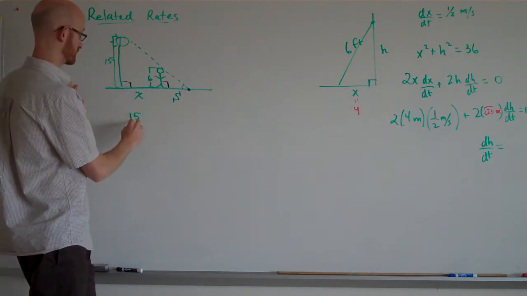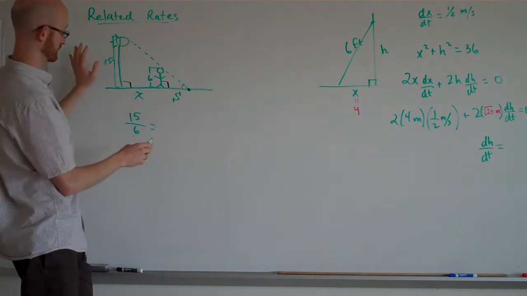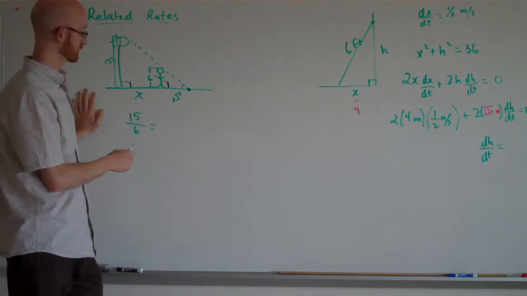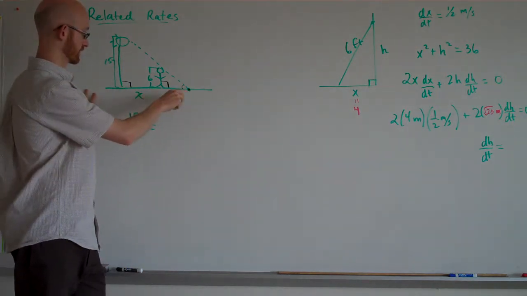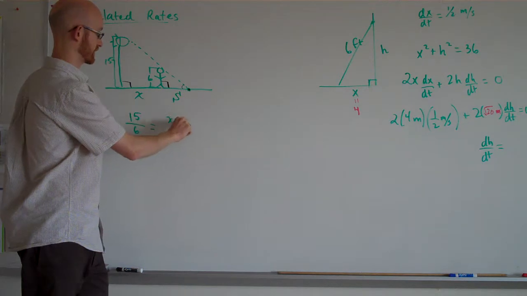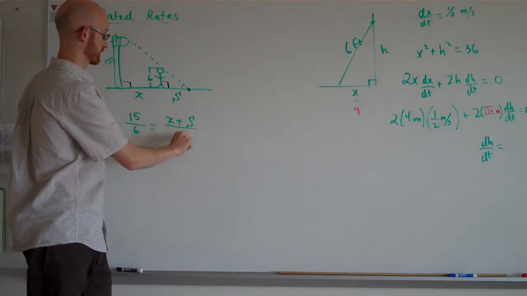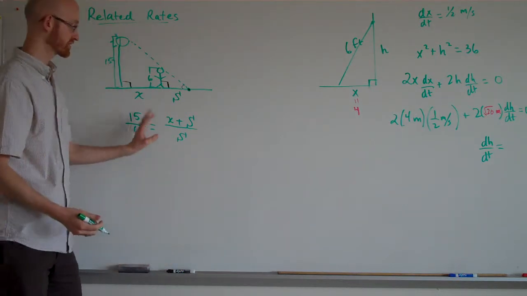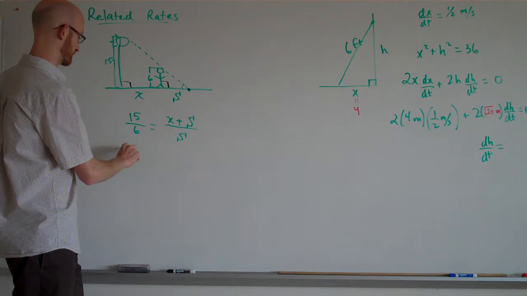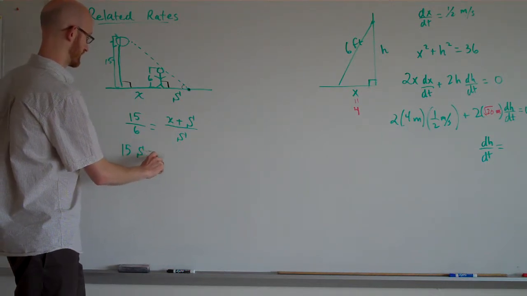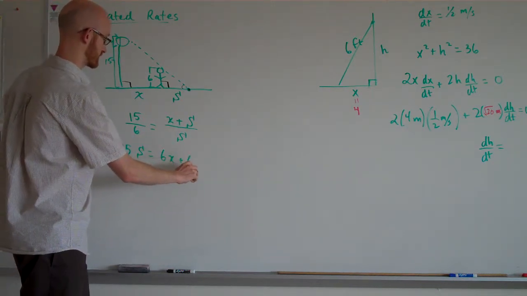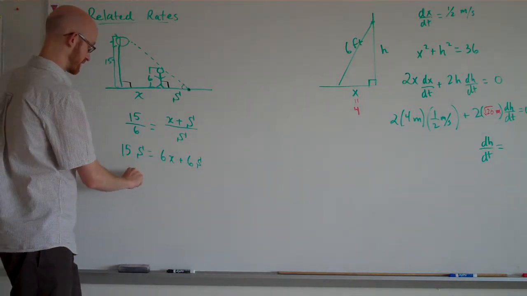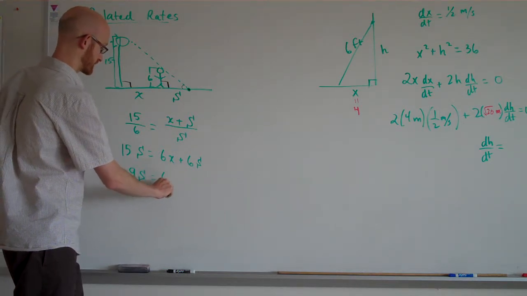We could have 15 over 6 is equal to, see if you can complete the thought for yourself. Want to relate this and this, so it'll be X plus S over S. And even here, before we take the derivative, we can simplify that significantly. It'll be 15s equals 6x plus 6s. When we subtract the s's over, we get 9s equals 6x.